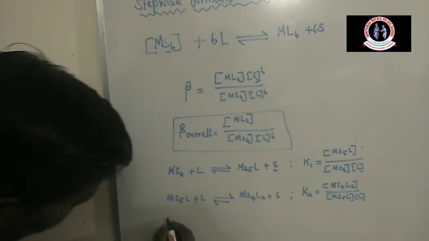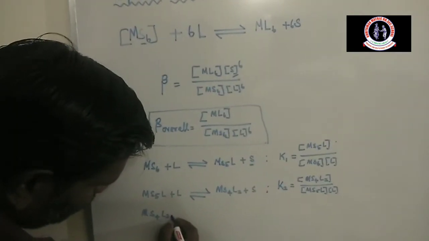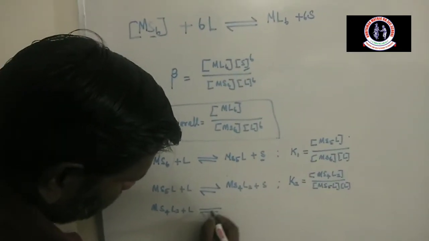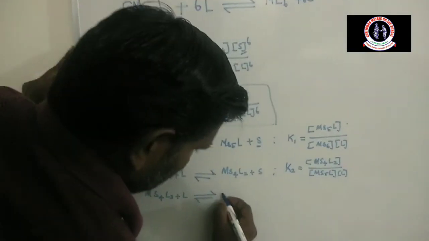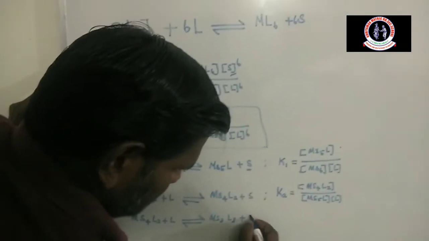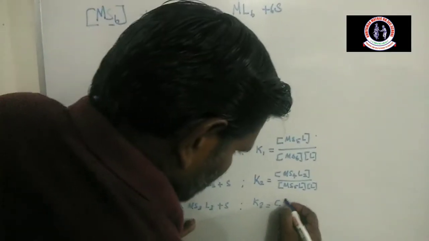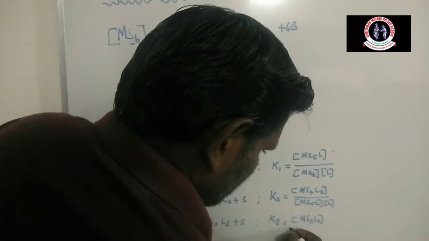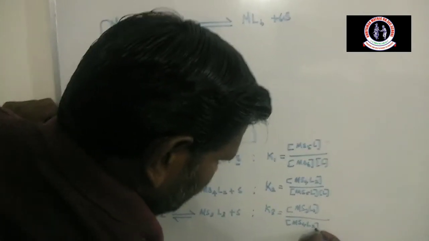And one more thing, MS4L2 plus one more ligand. How to write the stepwise formation constant? So MS3L3 plus S. The equation for that one, K3, is equal to, the product side first, MS3L3 divided by MS4L2 into L.